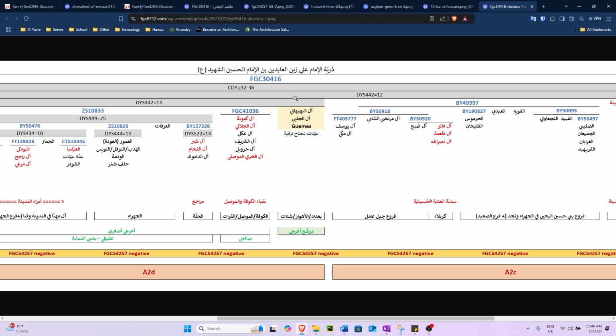As you can see, al-Bahani, al-Jalabi, and the others, all prominent in Iraq, some in Lebanon as well. Lebanon have many Sadat of many lineages and are essentially present on all mutations.